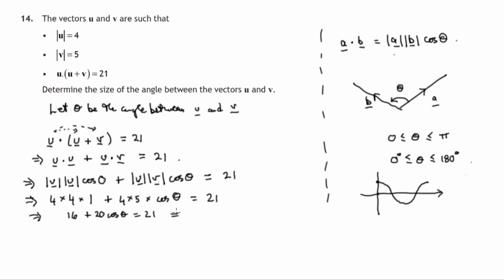Let's subtract 16 from both sides. And let's divide both sides by 20. We can cancel by 5 and we get the cosine of theta being a quarter, or 0.25. So we're now trying to find the angle whose cosine is 0.25.